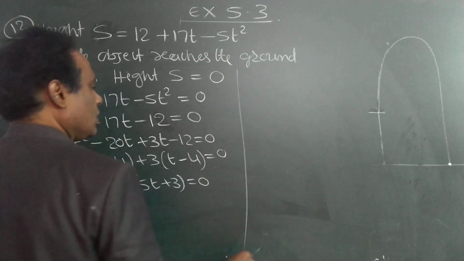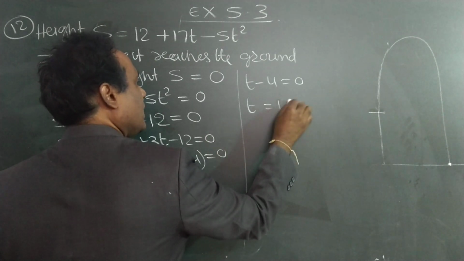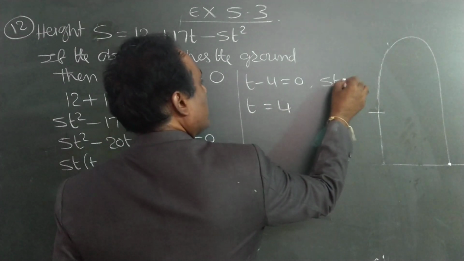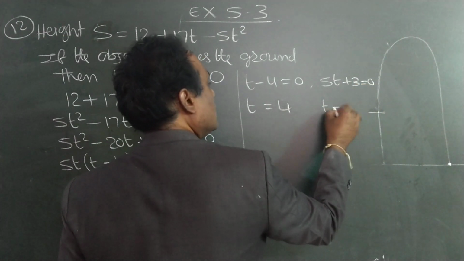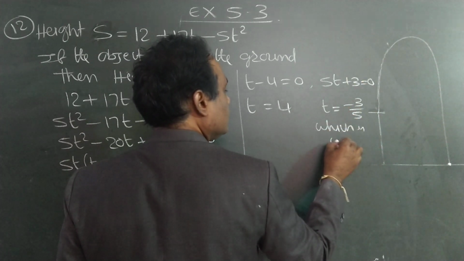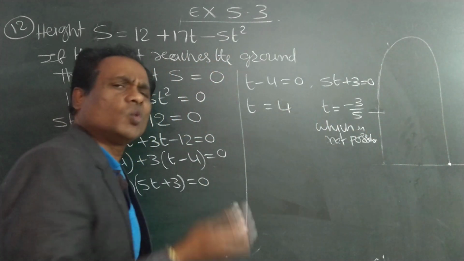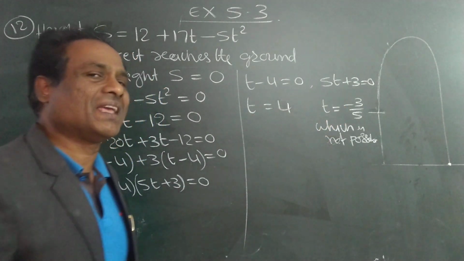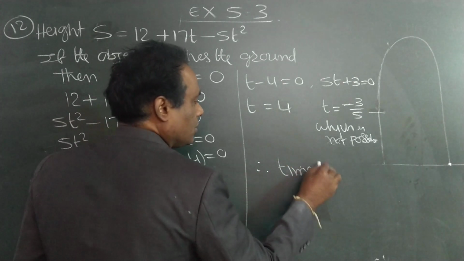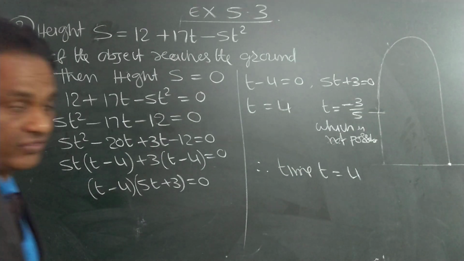Now, t minus 4 is equal to 0, t is equal to 4. Minus 4 that side, plus 4. Next, this one, second answer. 5t plus 3 is equal to 0, t is equal to minus 3 by 5. So, time cannot be negative. Time may be 1 minute, 2 minutes, 3 minutes, but minus 3 minutes, minus 2 minutes, not possible. So therefore the answer is 4 units. If the units are there, you can write seconds.